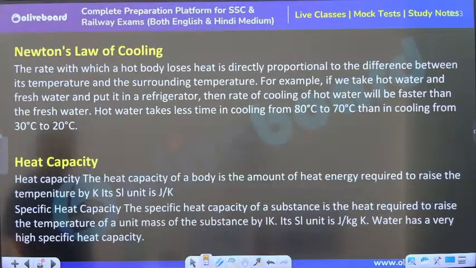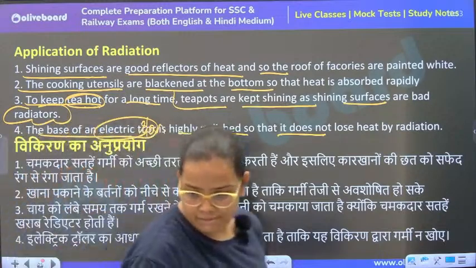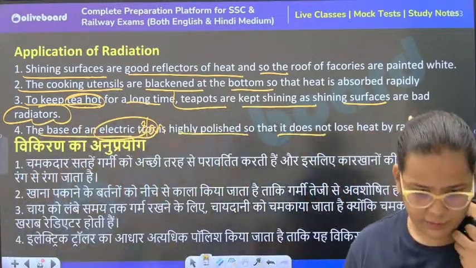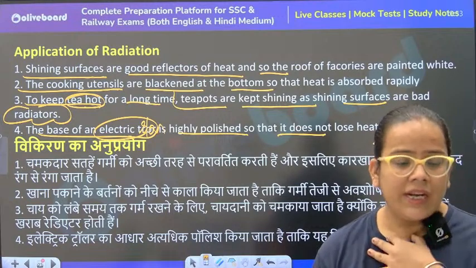Clear everyone? Any issues here? Time is 53. Okay, clear this?